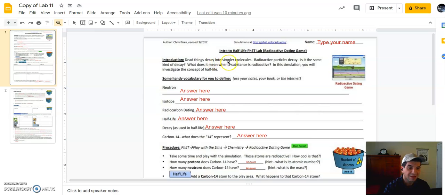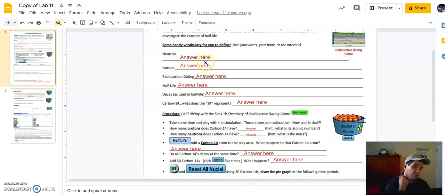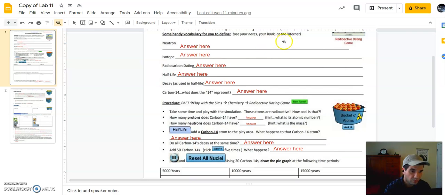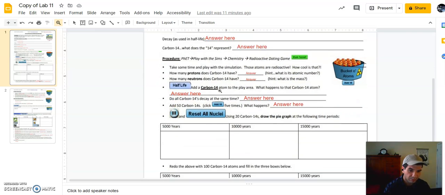Introduction. Dead things decay into simpler molecules. Radioactive particles decay. Is it the same kind of decay? What does it mean when a substance is radioactive? In this simulation, you will investigate the concept of half-life. So you have some vocabulary you need to define. You can use your notes or the internet to get those answers.